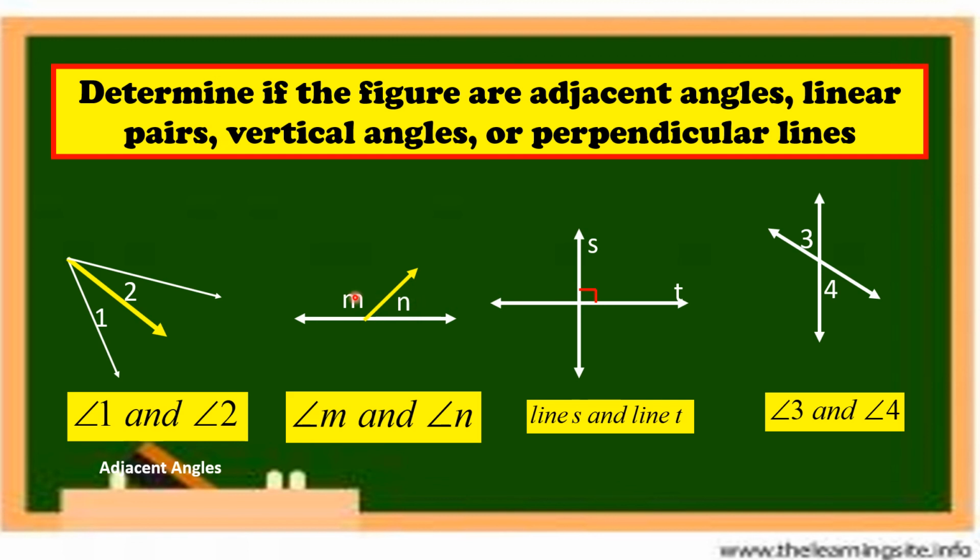At the same time, being adjacent angles, the two angles form a linear pair. So we can say adjacent and, at the same time, linear. We have this figure. This is a symbol for a right angle. So we have line S and line T. Therefore, the given lines are what? The lines are perpendicular. So we have angle 3 and angle 4. What can you say about angle 3 and angle 4? So they are opposite each other. Therefore, angle 3 and angle 4 are vertical angles.